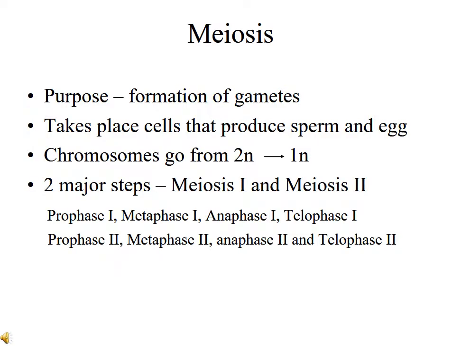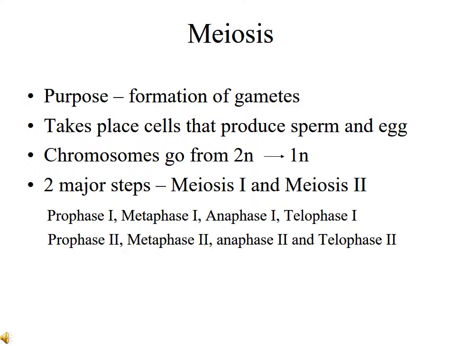So now let's get to the main point of this lecture, meiosis. Meiosis has the total purpose of formation of gametes. The process takes place in cells that produce sperm and egg. Obviously, in humans, that would be ovaries and testes. In this process, chromosomes will go from a full set, 2N or 46, to 1N or 23.